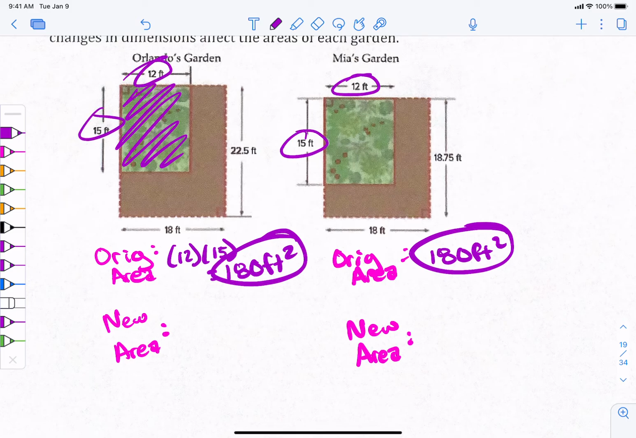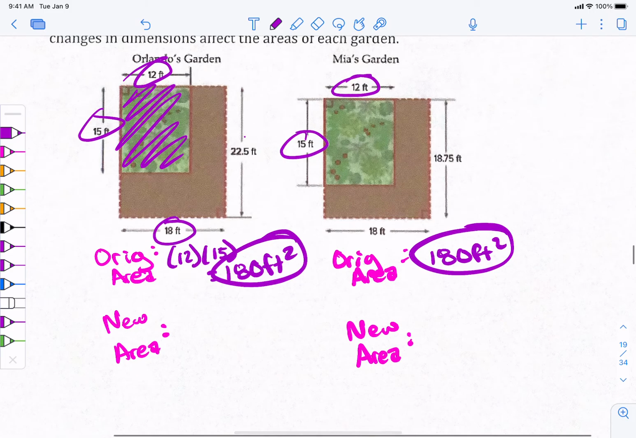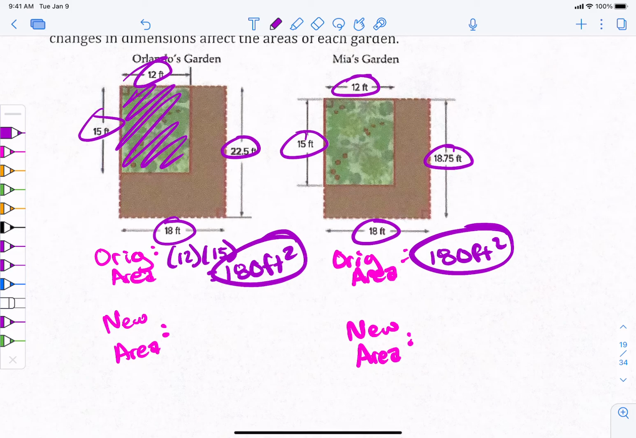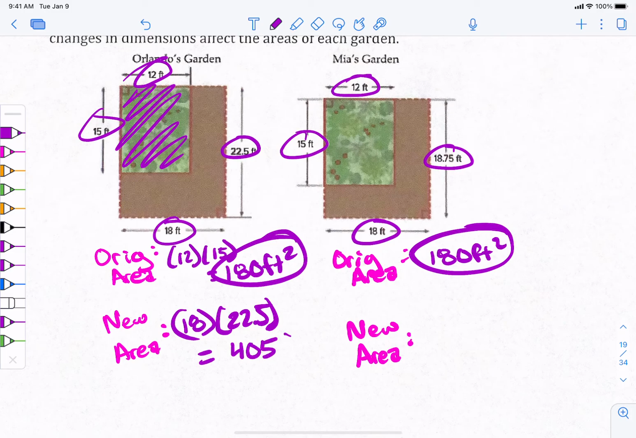But now Orlando is making his bigger, 18 by 22.5, and Maya is making hers 18 by 18.75. Which one's going to be bigger? His, because his height dimension is bigger. What is his new area? 18 by 22.5 is 405 feet squared.